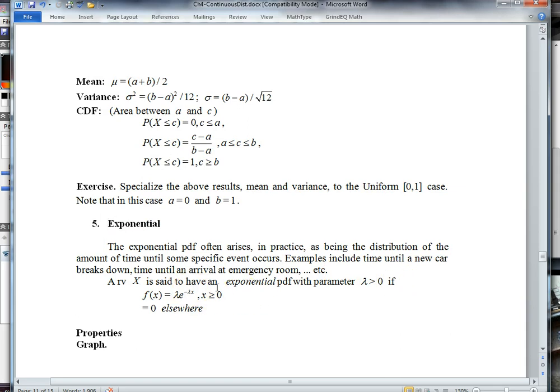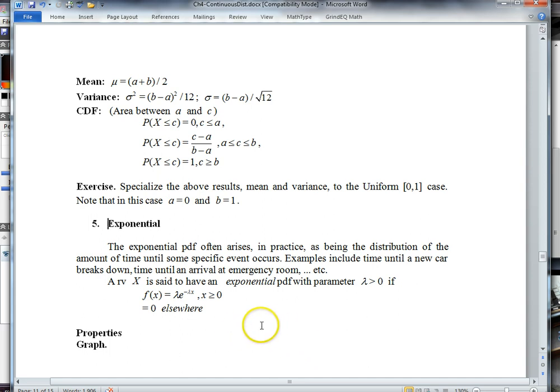The exponential distribution often arises as being the amount of time until something happens. If you're waiting for something to happen, that usually follows an exponential distribution. Time until a new car breaks down, time until the next patient arrives at an emergency room, time until the next customer arrives at a bank, or time until a light bulb breaks down, and so on.